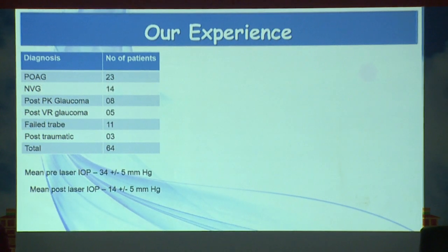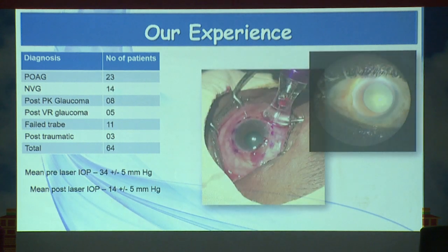So we have our experience with a certain number of patients and in a variety of glaucomas. In primary open-angle glaucoma, we found a sustained decrease in intraocular pressure, but in other secondary glaucomas, the mean reduction was good, but later on the pressures started rising up.